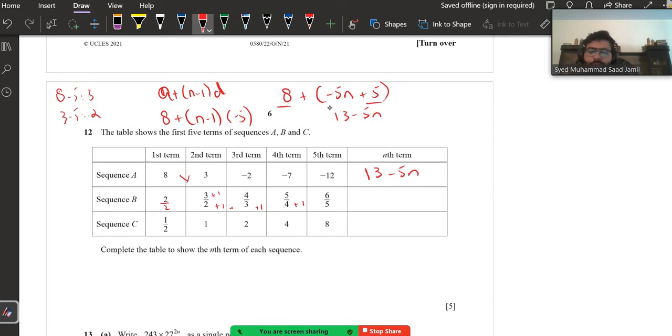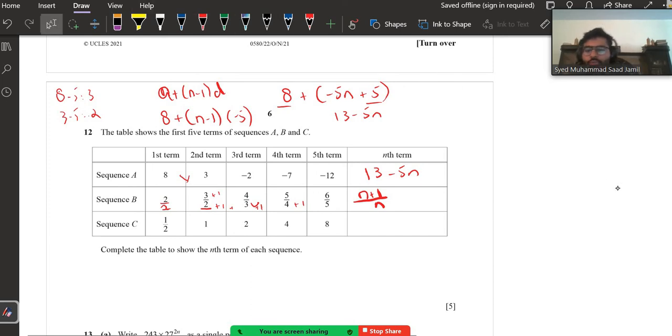So what basically I will say is n plus 1, because the upper number is always 1 ahead of the lower number. If the lower number is 2, if we are talking about the second term, the numerator is 3. If it's the third term, the denominator is 3 and the numerator is 4. So n plus 1 upon n, that's how you're going to do it.